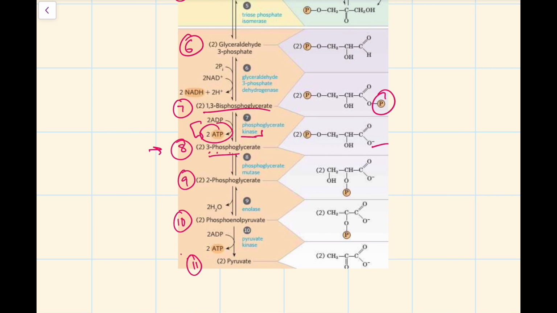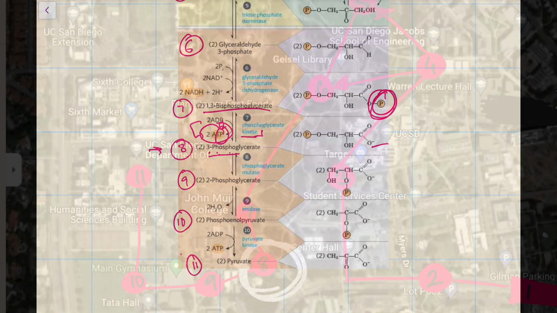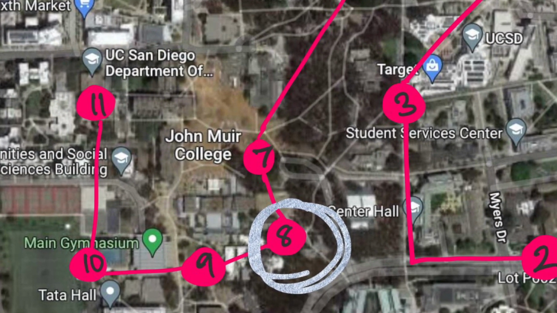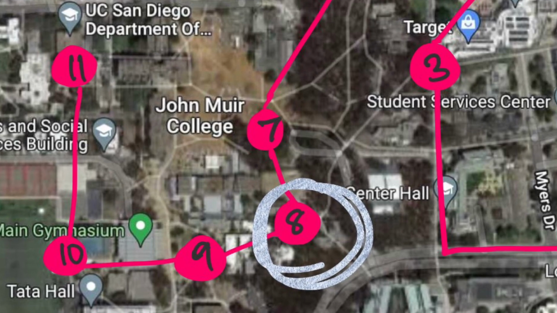And we remember that kinases are responsible for adding phosphate groups. So here, kinase is removing the phosphate group from 1,3-bisphosphoglycerate and adding it to ADP to make ATP. Alright, so now we have 3-phosphoglycerate. And we will be placing 3-phosphoglycerate in Art of Espresso, one of the best coffee shops on campus.